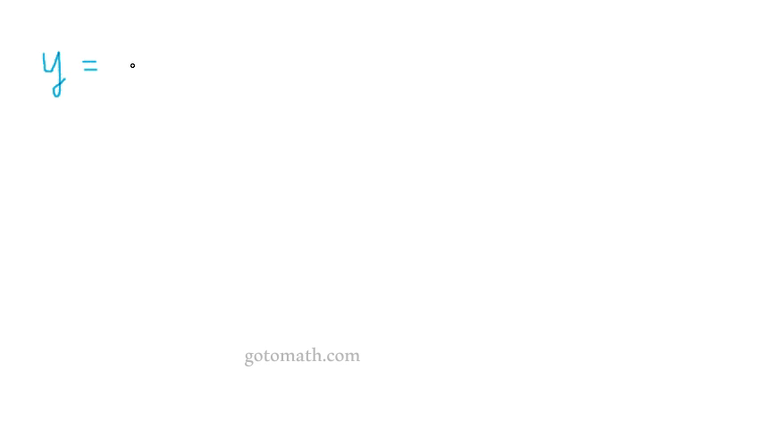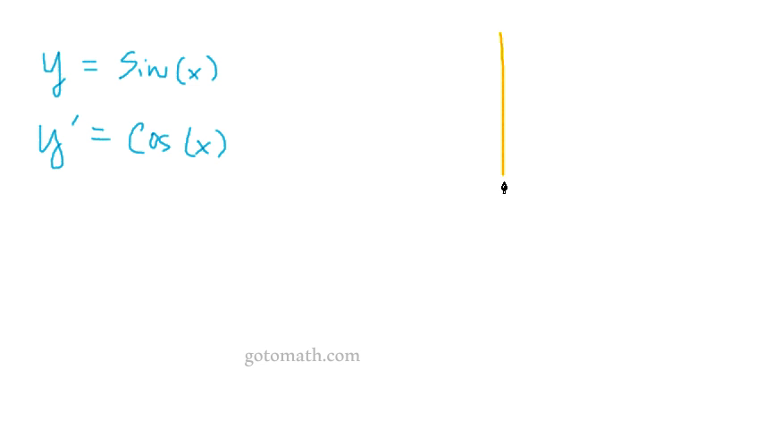Y is equal to sine x. Y prime is equal to cosine x. And as far as we have gone here in calculus, which isn't really very far, that's just something you need to take for granted. That the derivative of sine of x is equal to cosine of x.